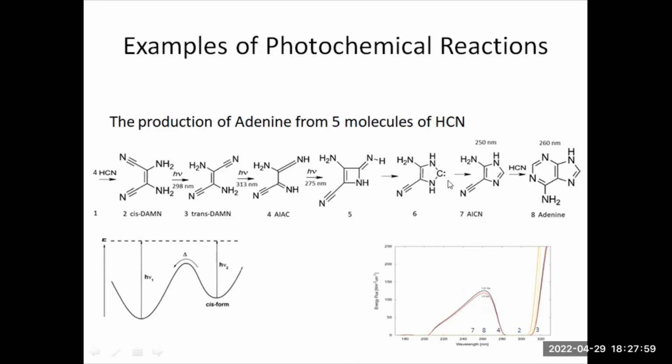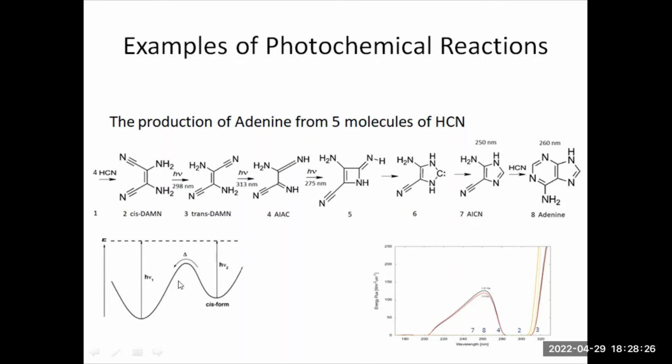And then we have a couple more chemical reactions which occur through temperature. And finally, we get to AICN and adenine, and they're absorbing at the maximum. For example, adenine absorbs at 260 right here at the maximum, and AICN at 250, where there is more light than at 275, for example.